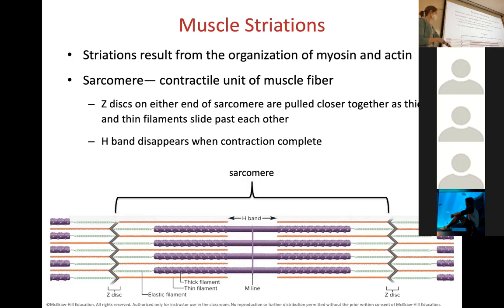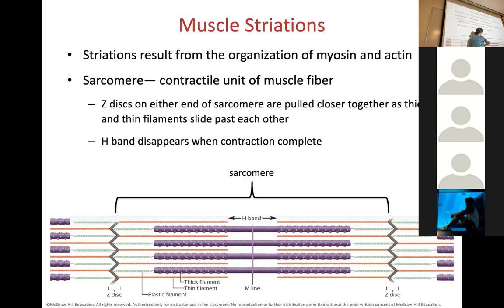So you have the Z discs. Those are really important aspects of the sarcomere. Those will come together when a contraction happens. The other important aspect that you need to know is the H band.